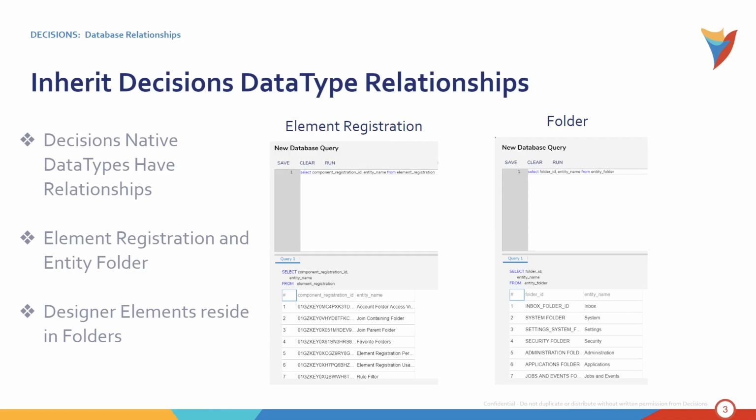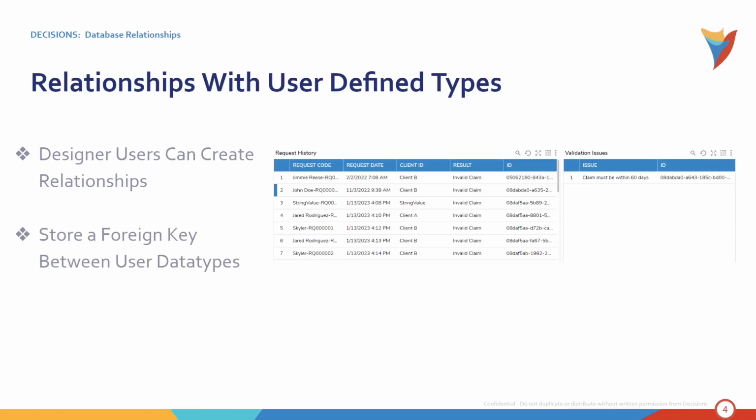And so what you can do when adding a relationship is say, hey, I want to see a report that combines all of the element registration items along with the folder. That's because the entity folder ID in the element registration table is the exact same value as the folder ID in the folder table in Decisions. You can create a relationship between those two things. So let's continue on and see how we can understand this.